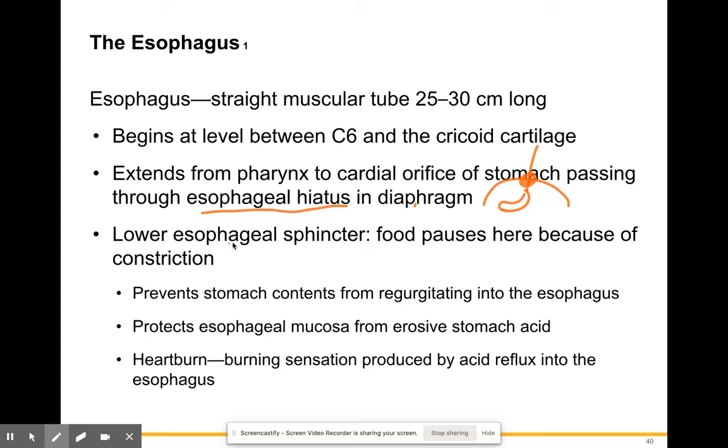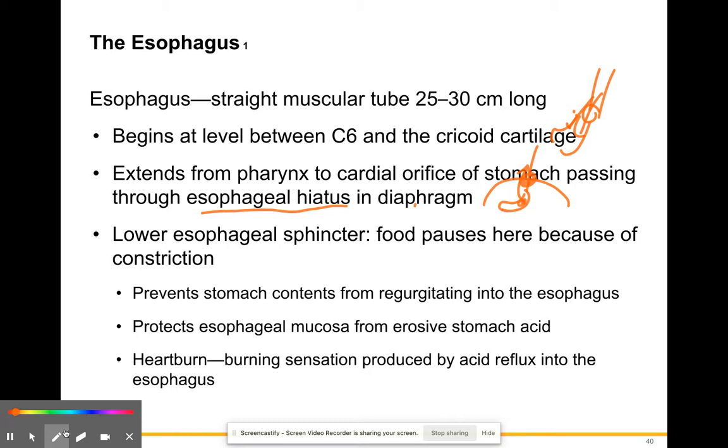The lower esophageal sphincter. So if we have our esophagus here, there's a circular muscle at the bottom that allows food to pass through and go into the stomach. Okay. That lower esophageal sphincter pauses because of constriction, and that can allow things to go down into the stomach, but it doesn't want stuff going up back into it. Okay. We don't want our stomach juices to go up into our esophagus. Yeah, because the stomach juices can deteriorate our esophagus. We don't want that. Okay.